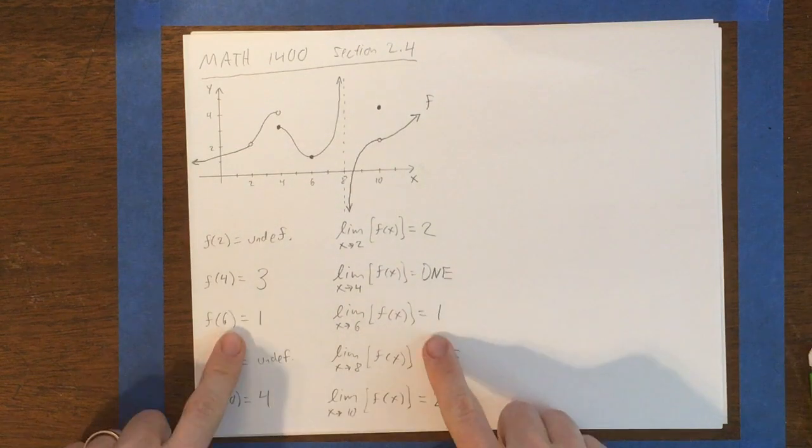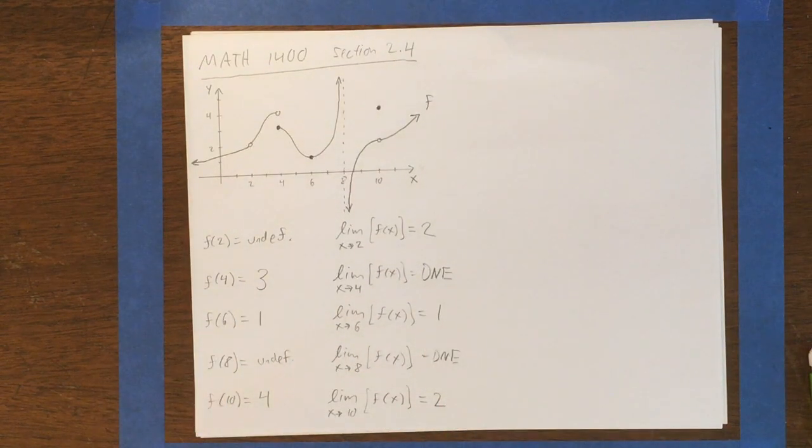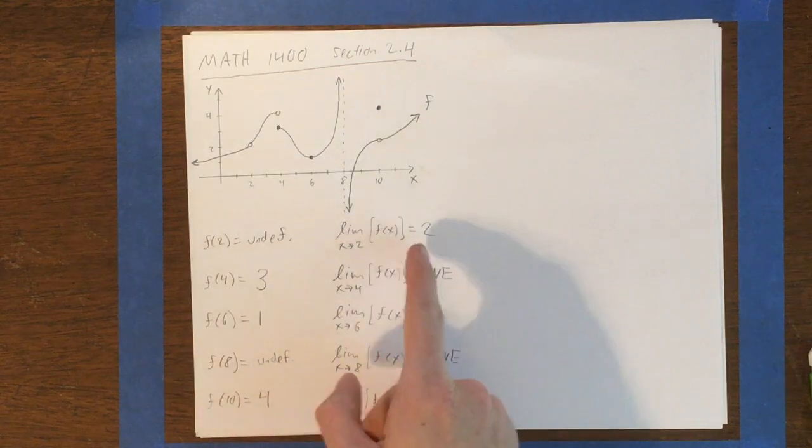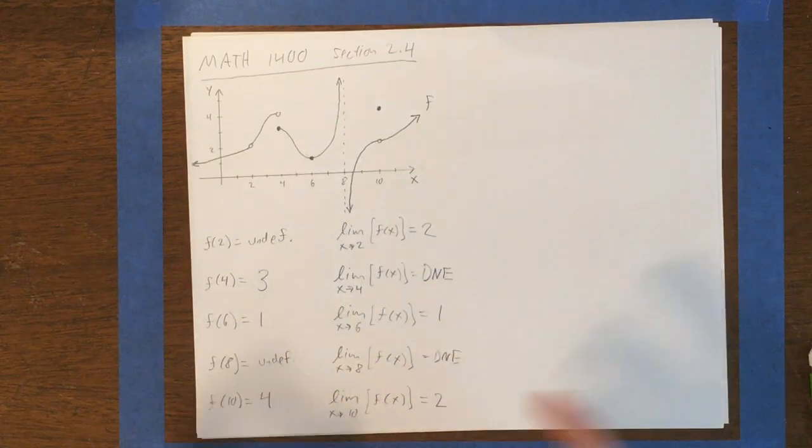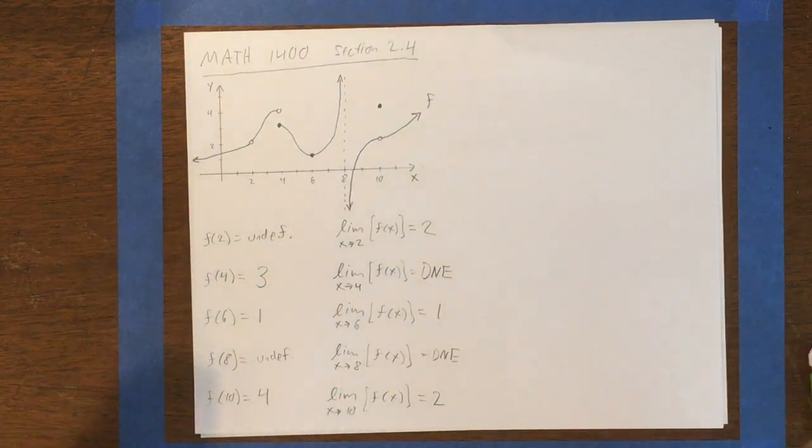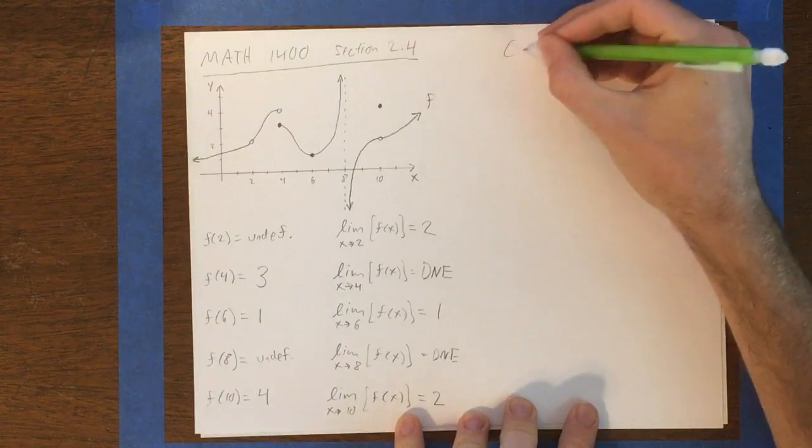There are examples where they're the same, like at 6. There are examples where one exists and the other doesn't, and there are examples where neither exist. Okay, so there's no correlation between them. They are related to each other sometimes, but only when the function is continuous.